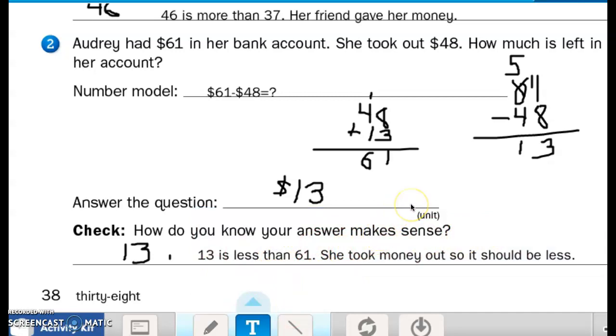So as you go and do the next two, think about, does your answer make sense? And go ahead and do the next two by yourself.